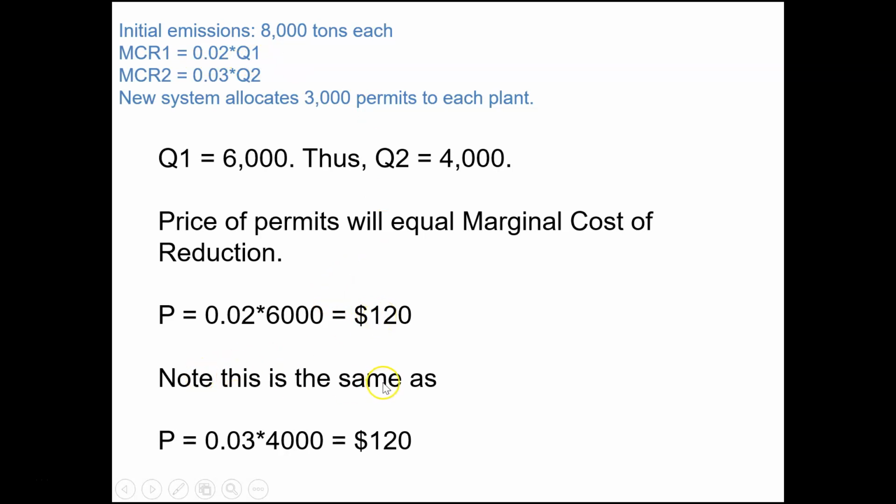Note that it's exactly the same as if we had plugged this into the marginal cost equation for firm 2 and done 0.03 times 4,000, which is Q2. We would get exactly the same price of 120.